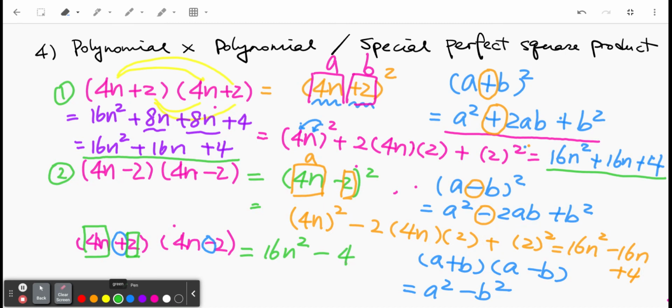That concludes our last part of the polynomial. So make sure you do all the way up to quiz 3, and we're going to review, then we're going to have a test.